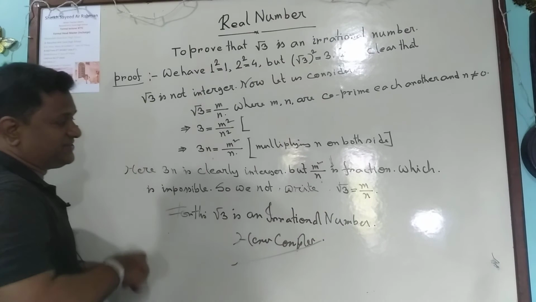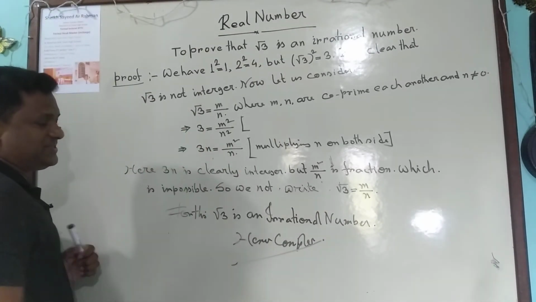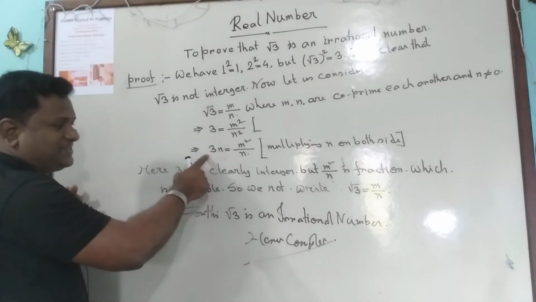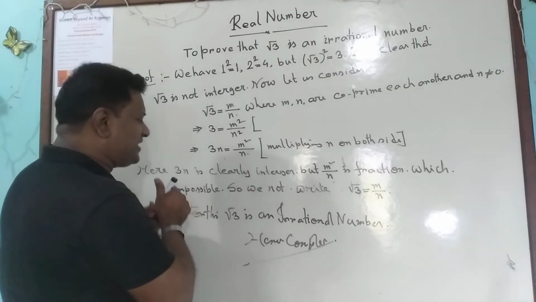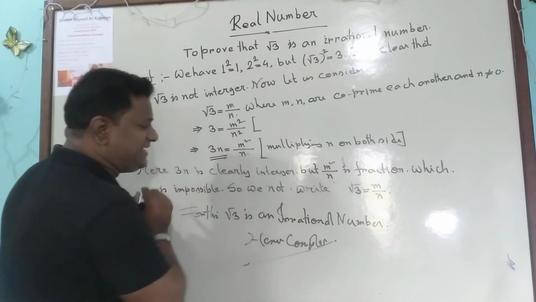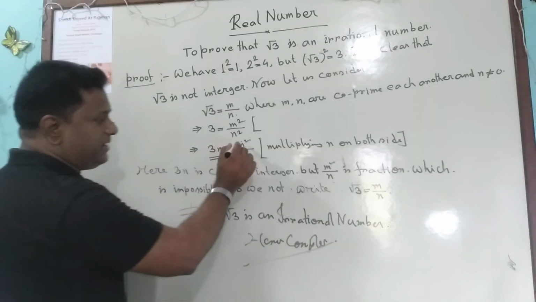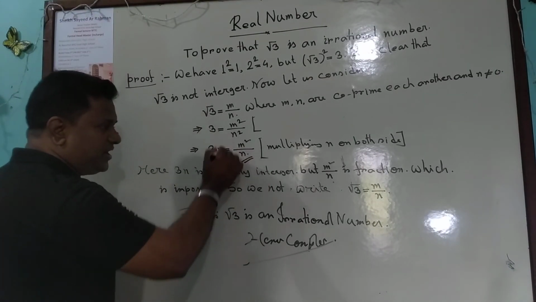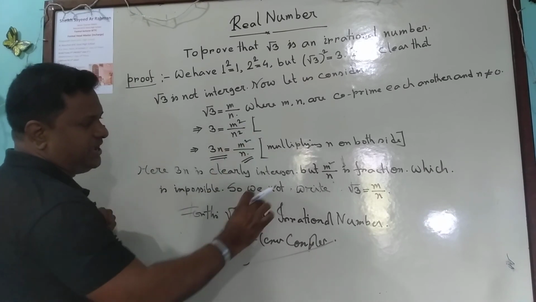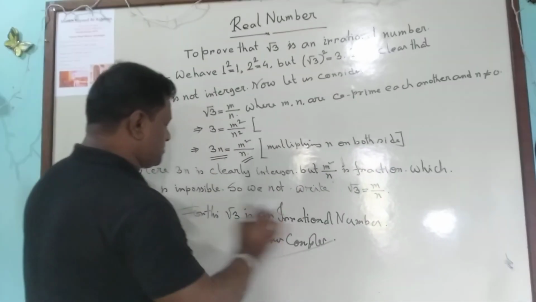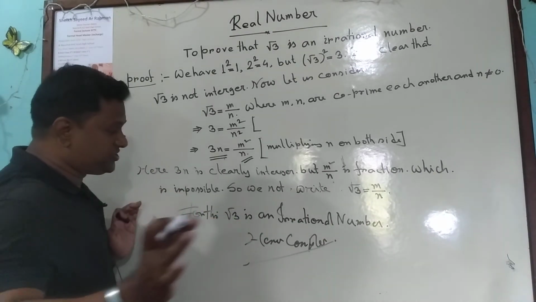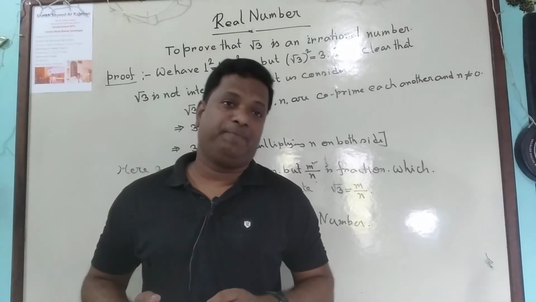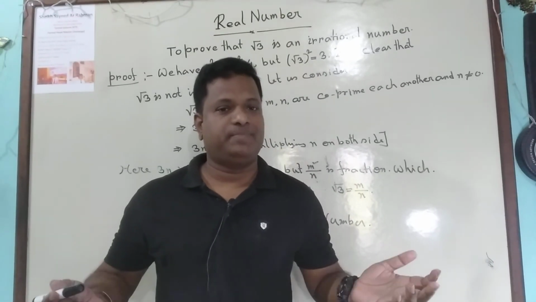Now if we follow this equation, on the left side 3n, 3 is an integer and n is also an integer, so 3n is clearly an integer. But m square by n has no common factor, so it is not divisible. It is a fraction, which is a contradiction, which is impossible. So you cannot write root 3 equals m by n. Since it is not possible to write m by n, it is an irrational number. It's complete.